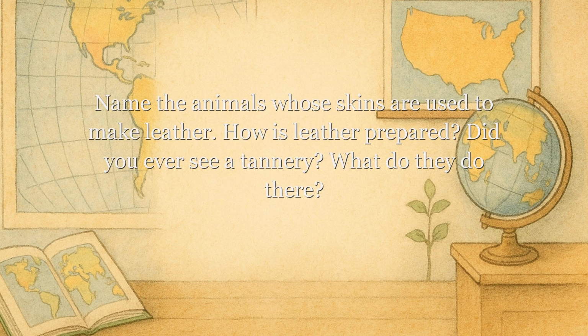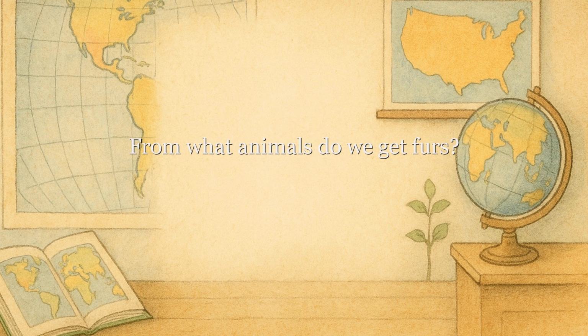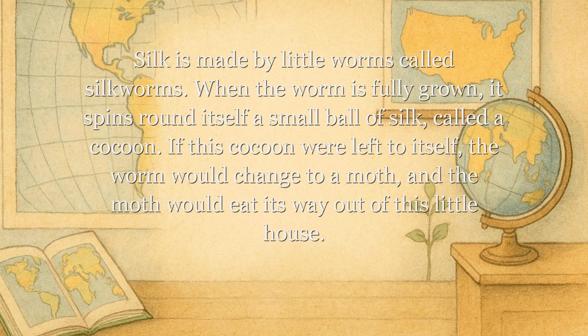How is leather prepared? Did you ever see a tannery? What do they do there? From what animals do we get furs? What is silk? Silk is made by little worms called silkworms.